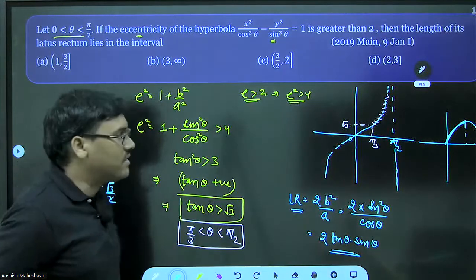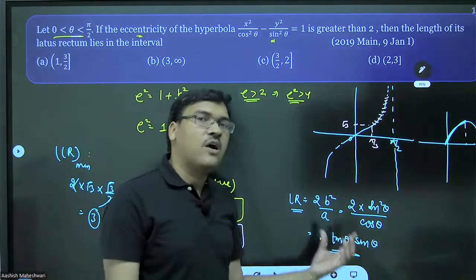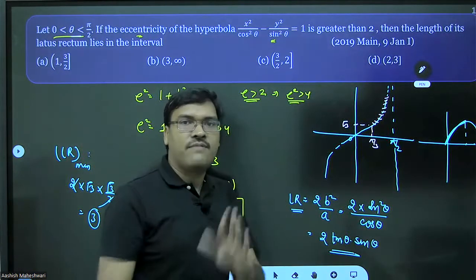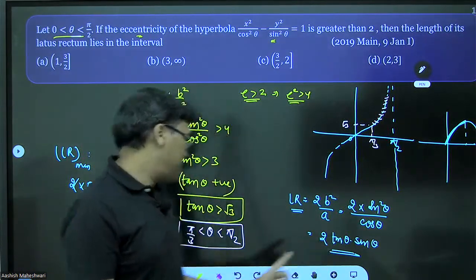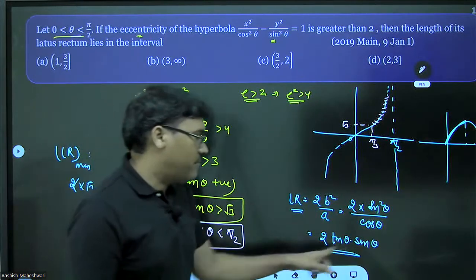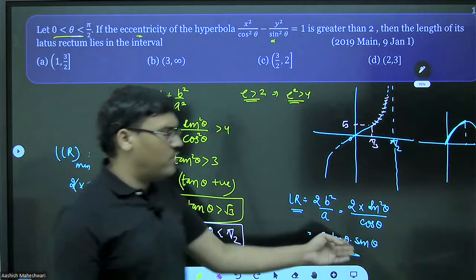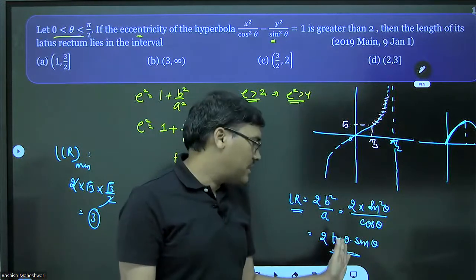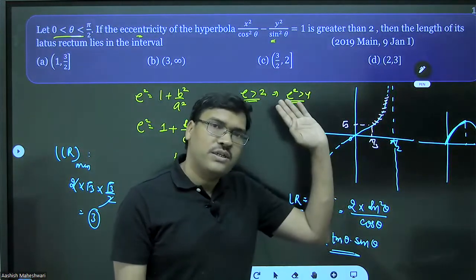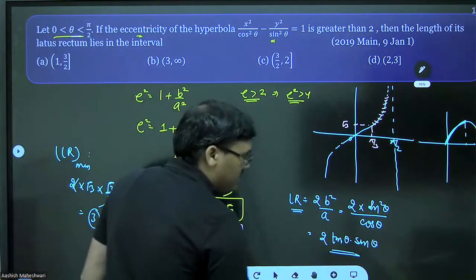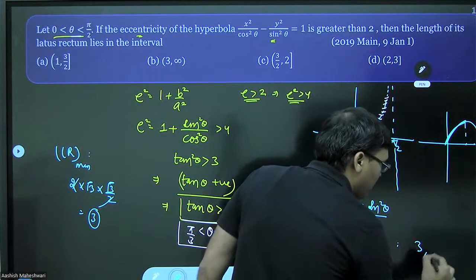This is the increasing function. If a function is increasing, how will you find the range of that? आप जो एंड पॉइंट पे जस्ट उसका वैल्यू चेक कर लो, राइट? So you can see here at pi by 3, what is the minimum value? This is 3. And its maximum value will approach infinity, because tan pi by 2 will approach infinity, right?